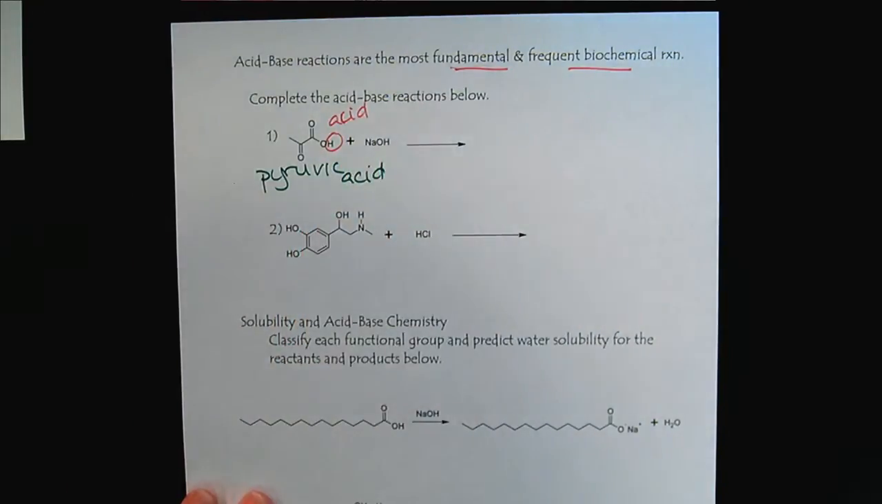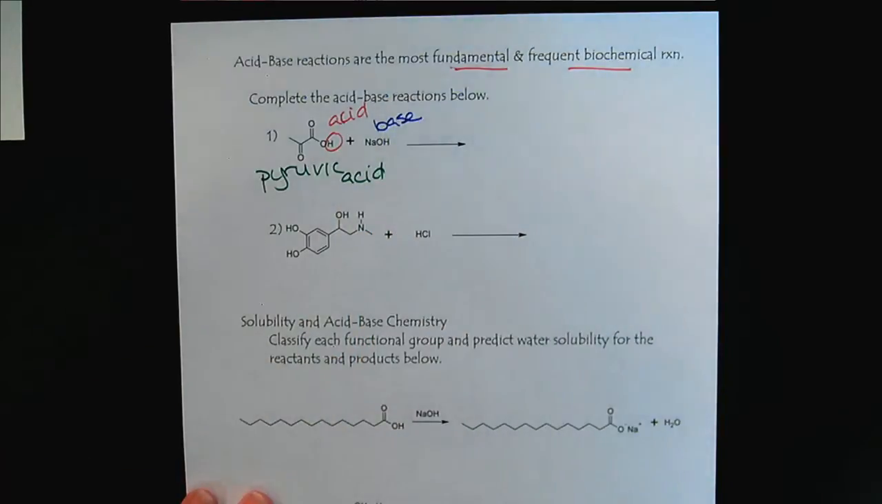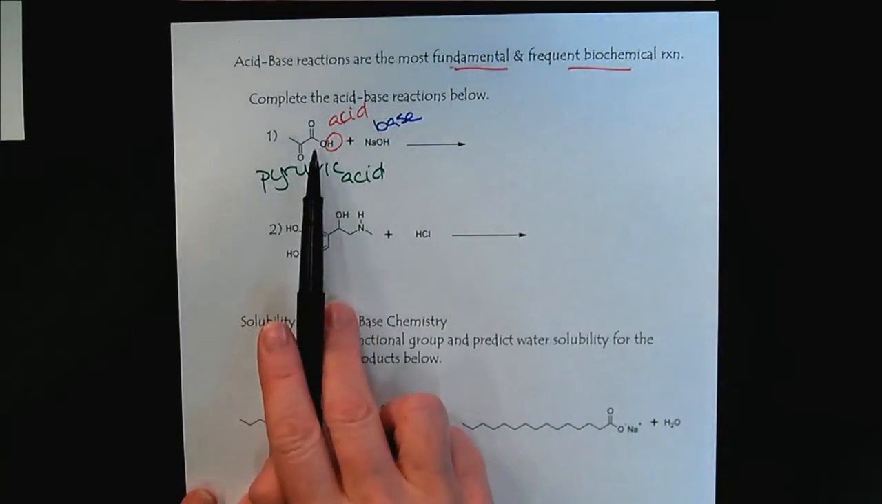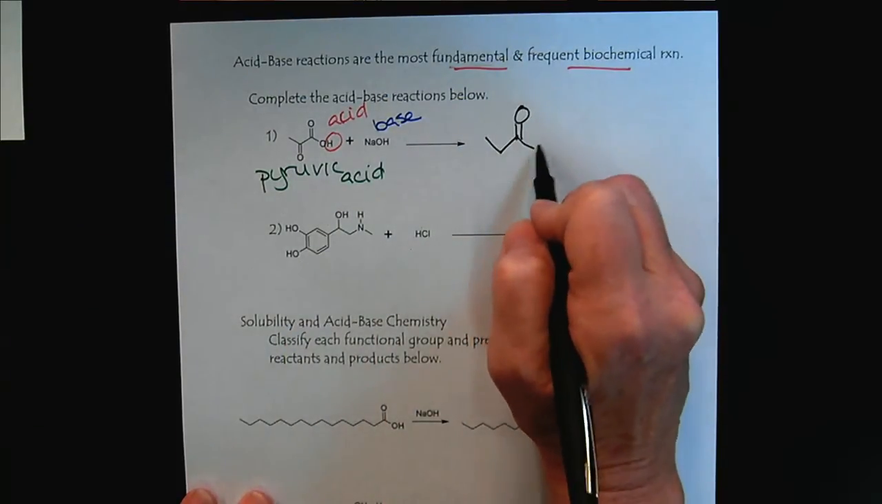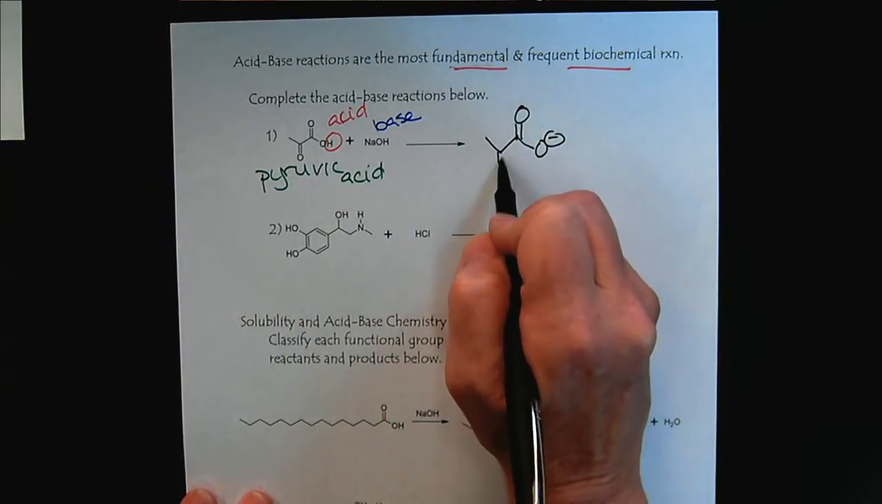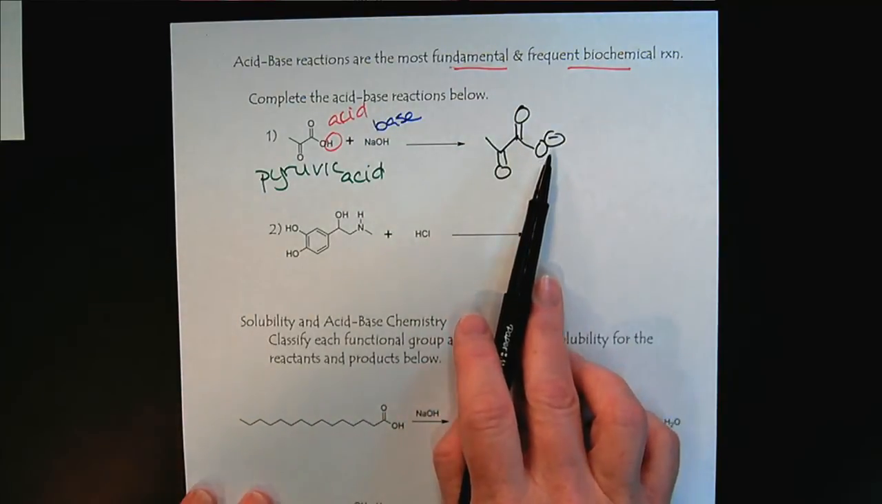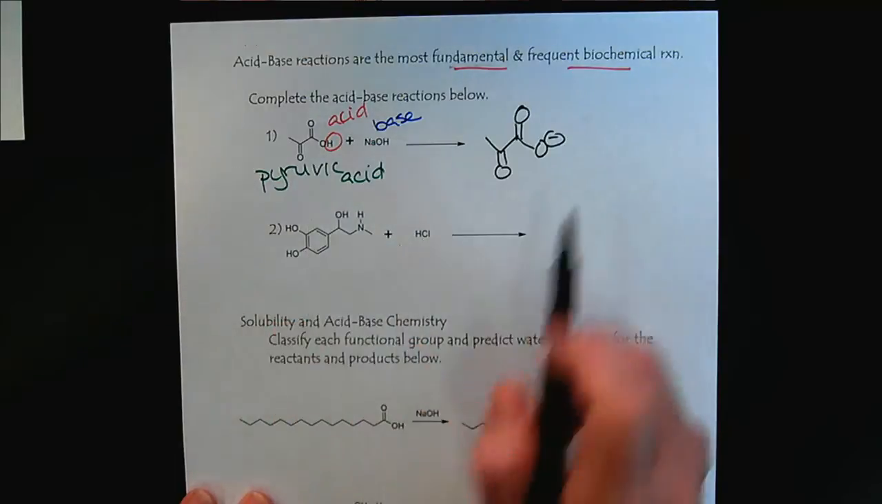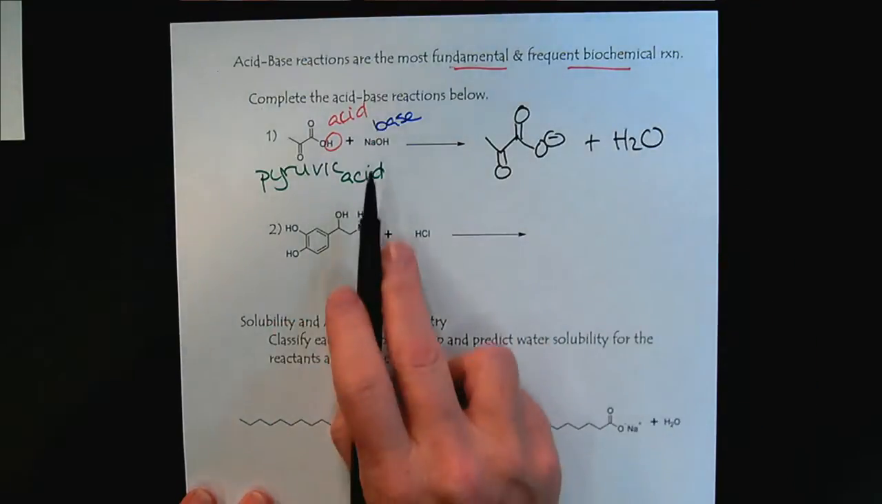And then of course we always see sodium hydroxide as a base. And so we know that the acid is the proton donor. So the pyruvic acid will donate its proton, right? And so noticing that the reaction is only happening at one functional group. So it'll give its proton to the hydroxide to form water.